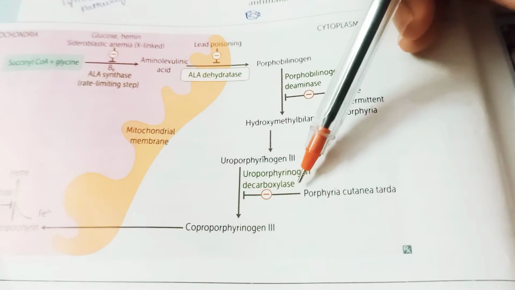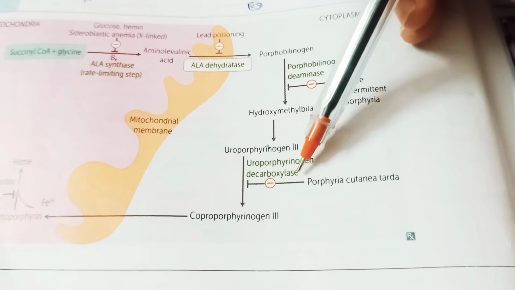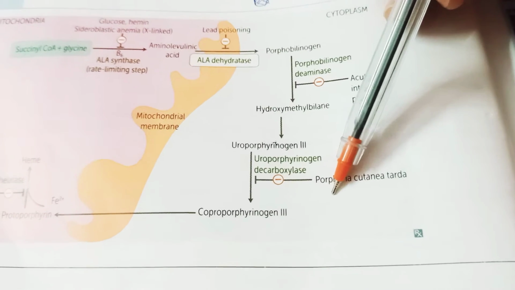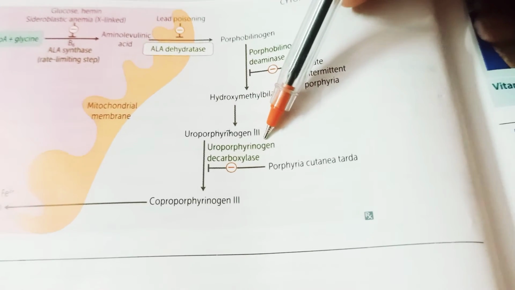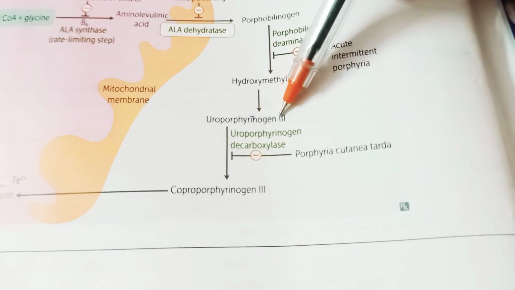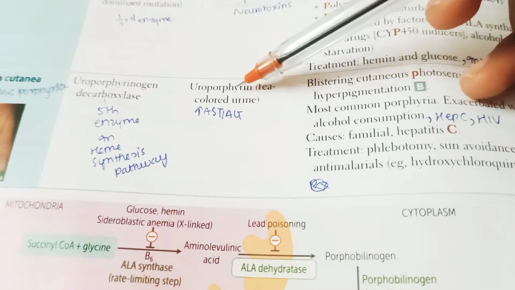Here this enzyme is inhibited. This is the 5th enzyme in the heme synthesis pathway. Okay, so this will lead to accumulation of uroporphyrin. Actually it is tea colored, which you can see in urine. So tea colored urine is seen in uroporphyrin.